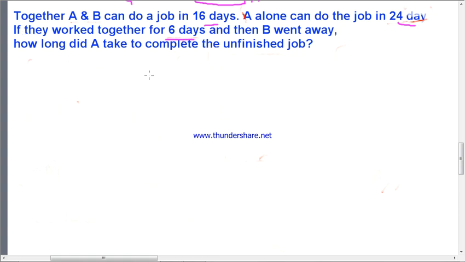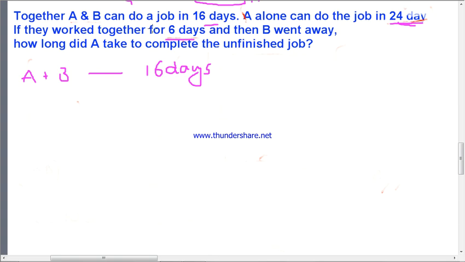Alright, so this is a little bit difficult, but no need to worry. Let's gather information. A and B can do a job in 16 days. So A plus B complete the work in 16 days. Now A alone can do it in 24 days. This information is not required right now.